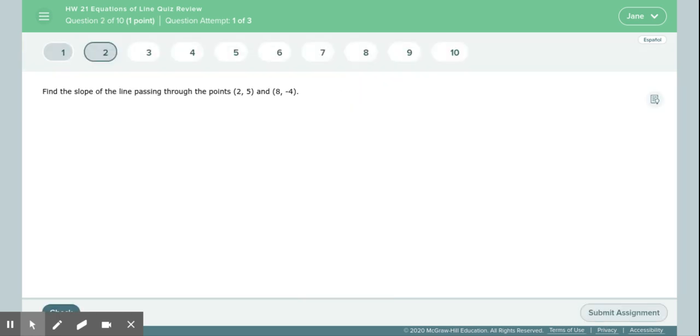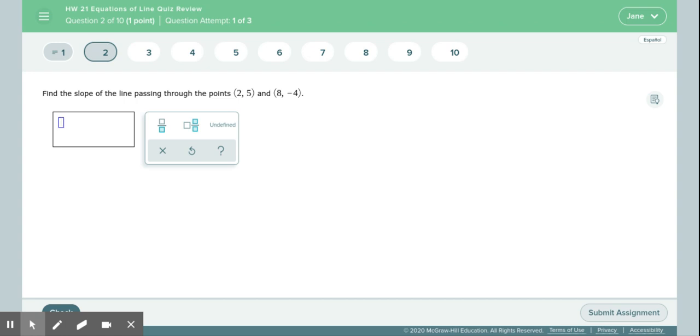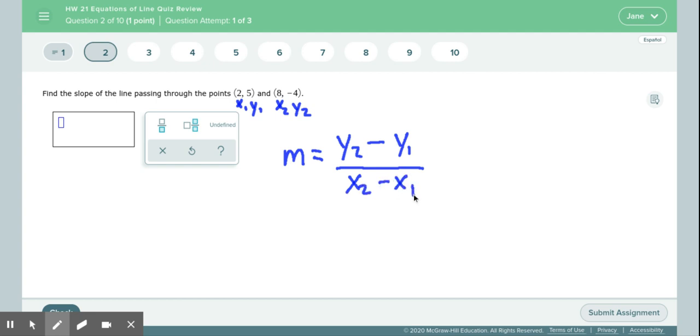On the next question, it also works with slope, but this time, instead of giving us a graph, it gives us the ordered pairs. So we are going to be using our formula, and we're going to label x1, y1 for our first ordered pair, and x2, y2 for our second ordered pair. Our formula is m equals y2 minus y1 over x2 minus x1.